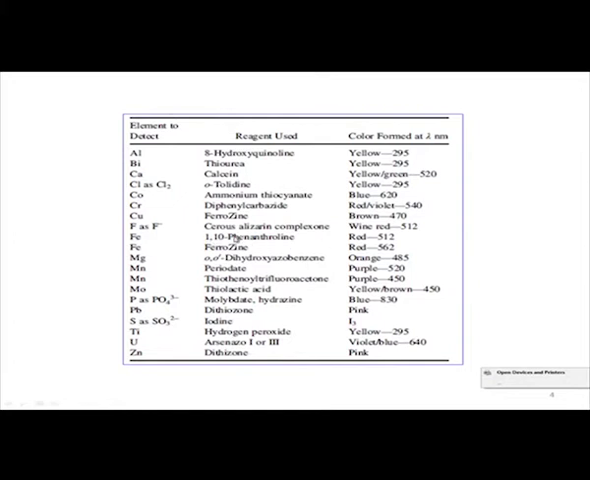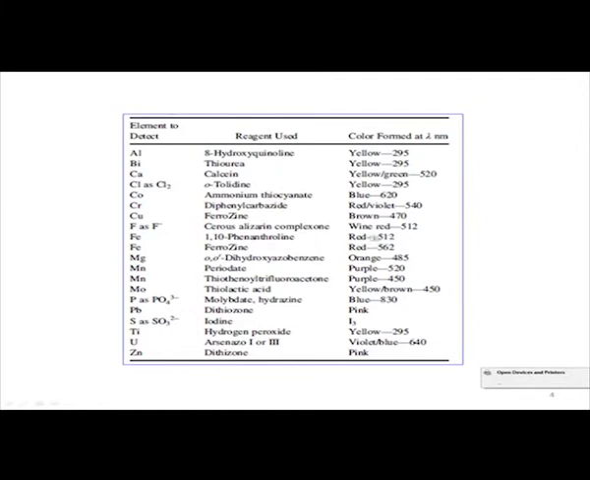1,10-phenanthroline is also known as orthophenanthroline, and this orthophenanthroline is like our oxine, the 8-hydroxyquinoline. This phenanthroline also binds to the ferrous ion, Fe2+, nicely, forming a red complex with very high intensity.